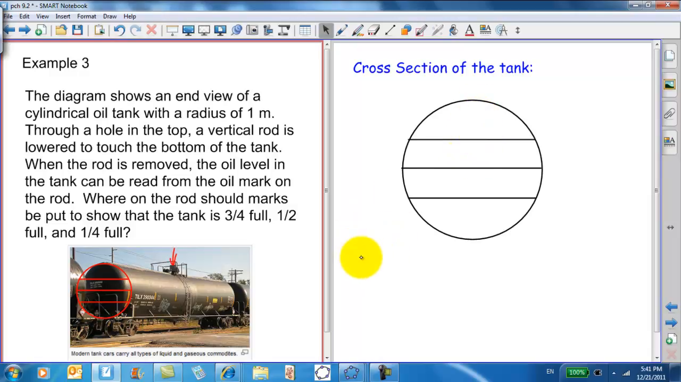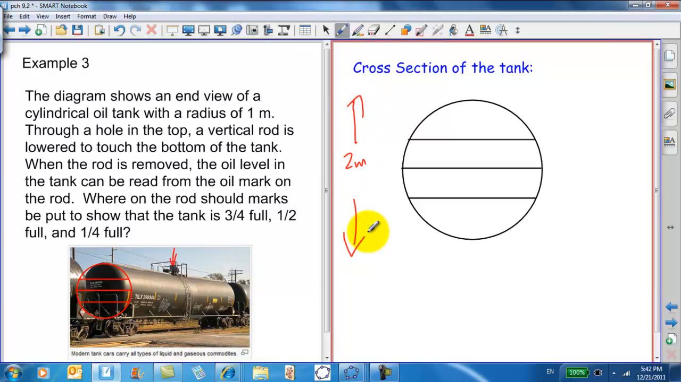So if this is 2 meters from top to bottom, because the radius equals 1 meter, we're going to see that clearly at 1 meter we're going to be halfway full. So we're going to mark the rod at 1 meter for half full. But what about these now? This is where it's going to get a little trickier, because we have to look at how we find the area of this segment up here.